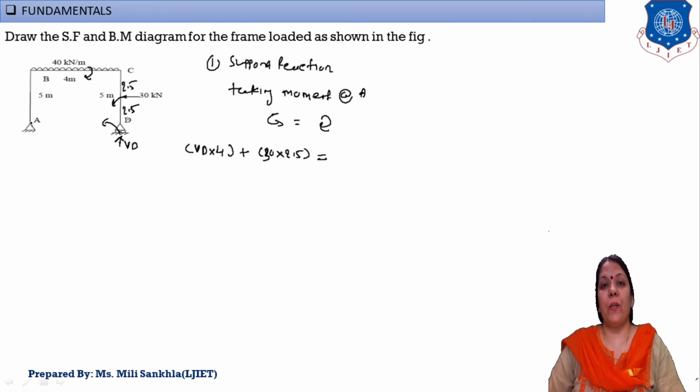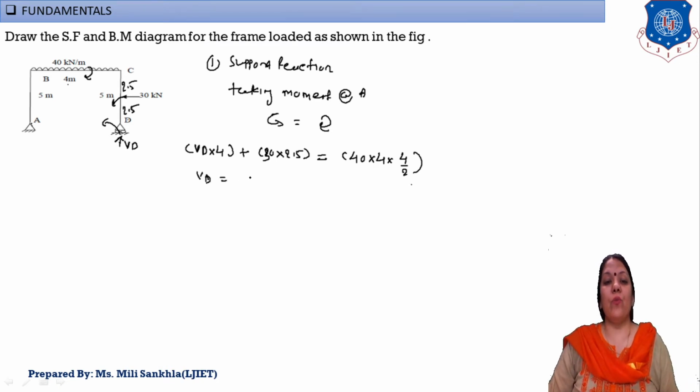Then member BC is subjected to UDL load, and this UDL load rotates in clockwise direction with respect to this point A. And the distance is given as 4 meters. Moment of UDL is equal to load into distance and distance by 2. So write here 40 into 4 and 4 by 2. Now the answer for this VD we find is equal to 61.25 kilonewton.